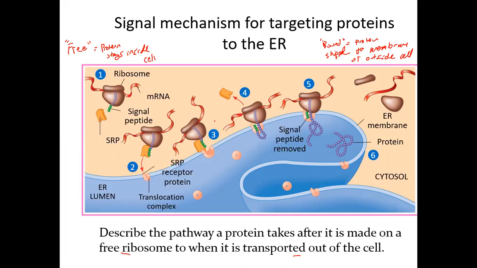So basically, this is just showing you if you have a bound ribosome, it's going to go in terms of the endomembrane, the rough ER. If that protein is actually synthesized and goes to the rough ER, then it's going to be shipped out. When we talk about free versus bound, we're talking about the ribosome. If the ribosome is actually on the rough ER, that protein is shipped out. If it's a free ribosome, that protein is going to stay inside the cell.